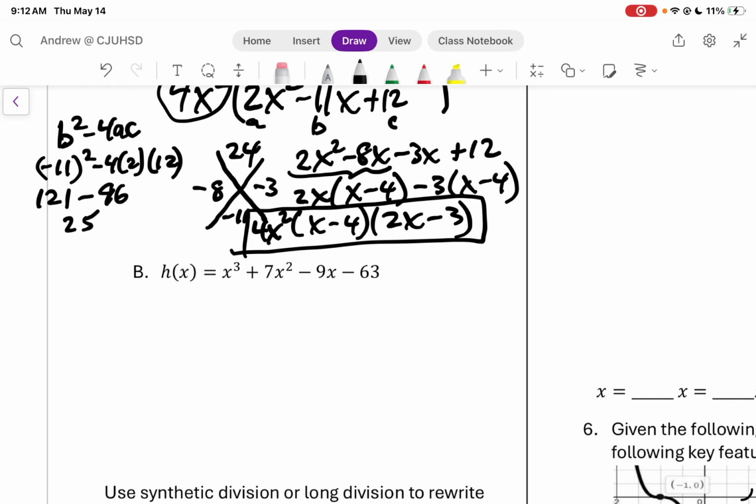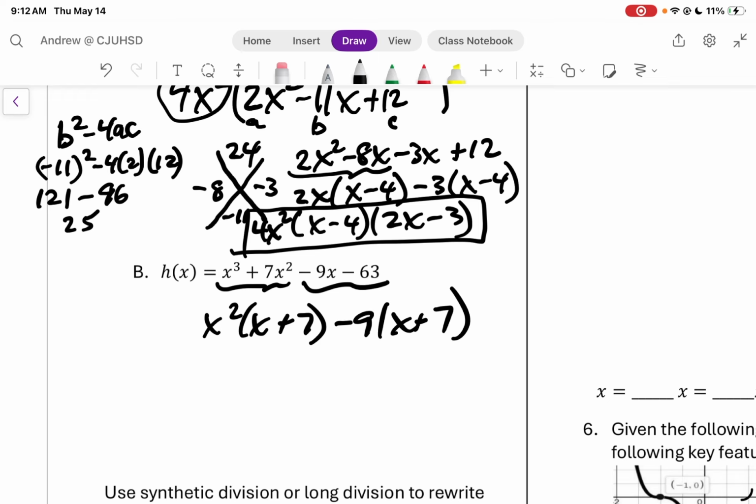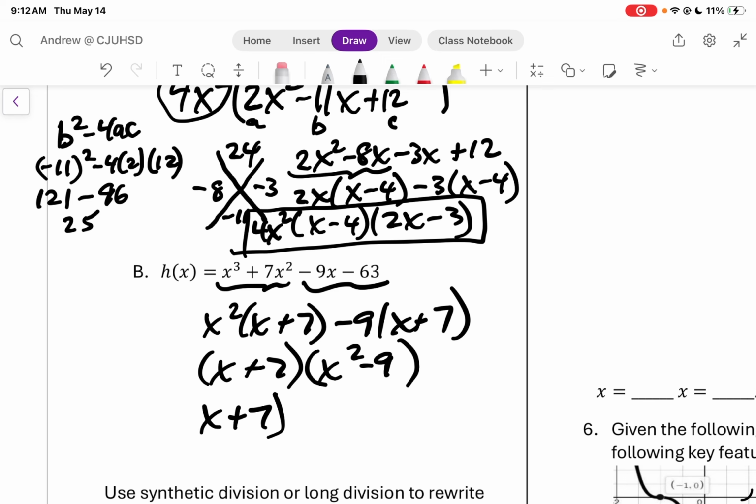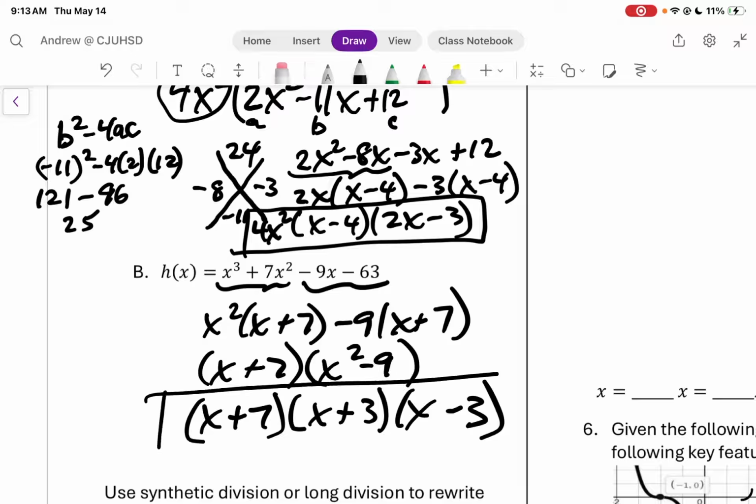Okay, so for part B, we can also do factor by grouping. Look at them two at a time. X squared and x plus 7. And negative 9 and x plus 7. So we got the x plus 7 twice. So I can factor it out once. Gives me x squared minus 9. However, x squared minus 9 is factorable to x plus 3 and x minus 3. So there's my complete factorization.